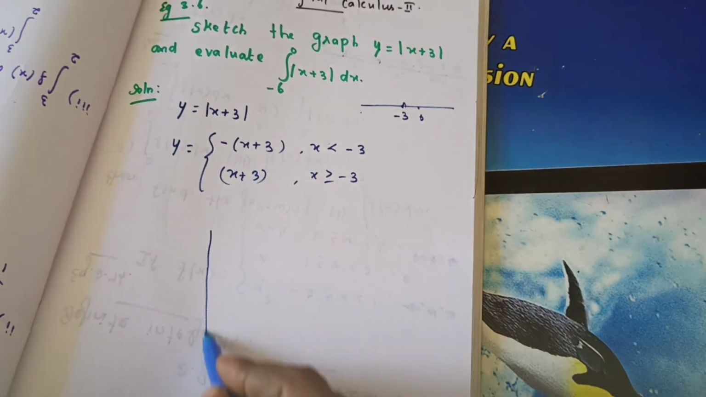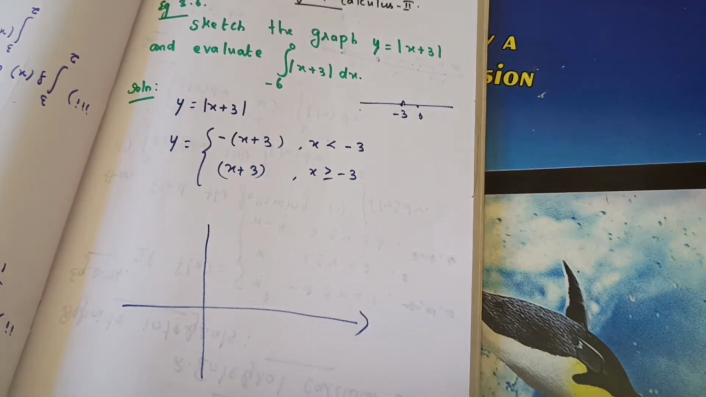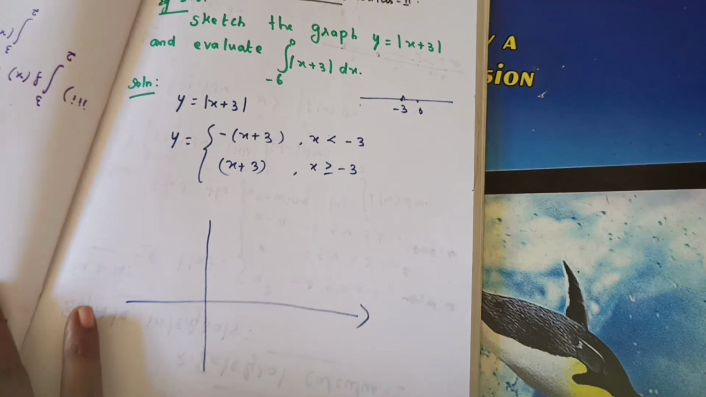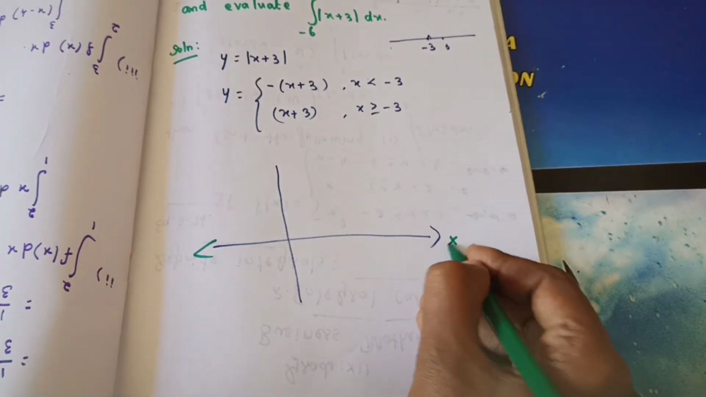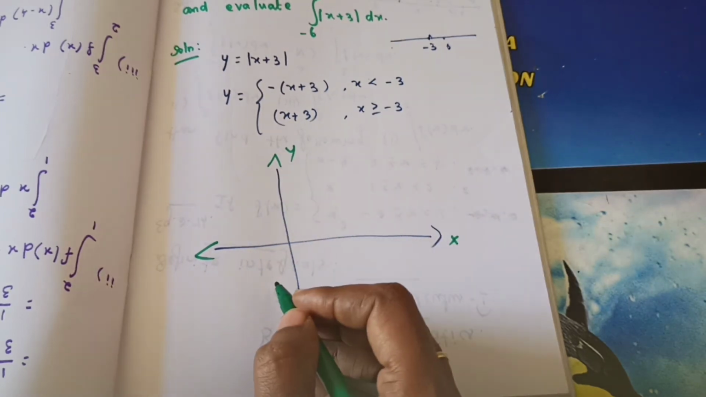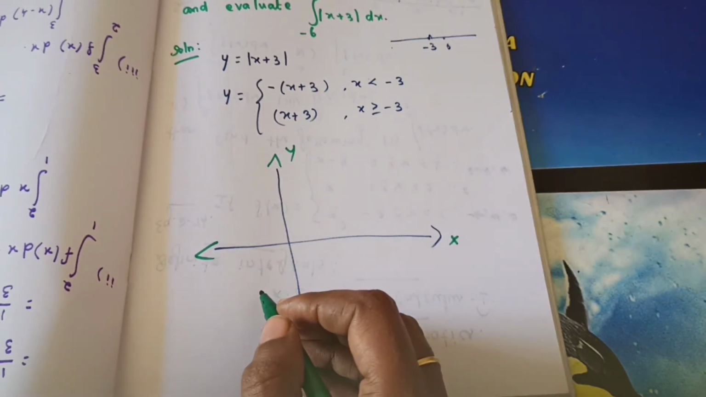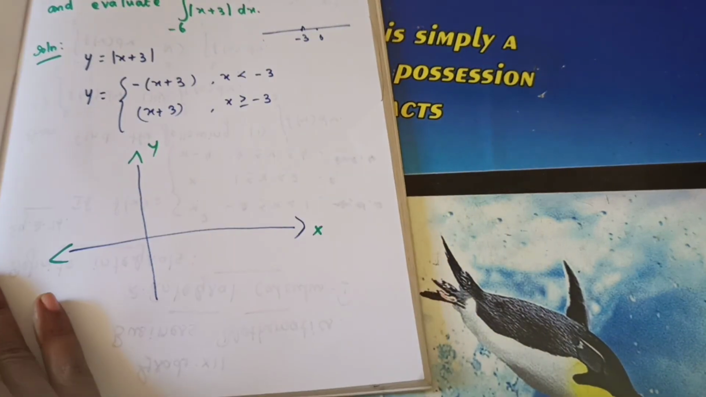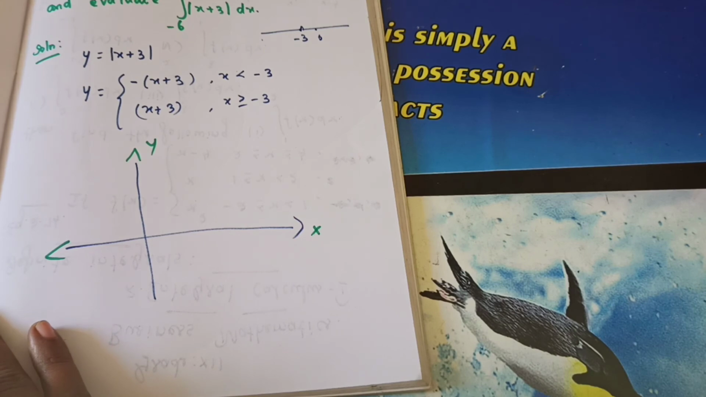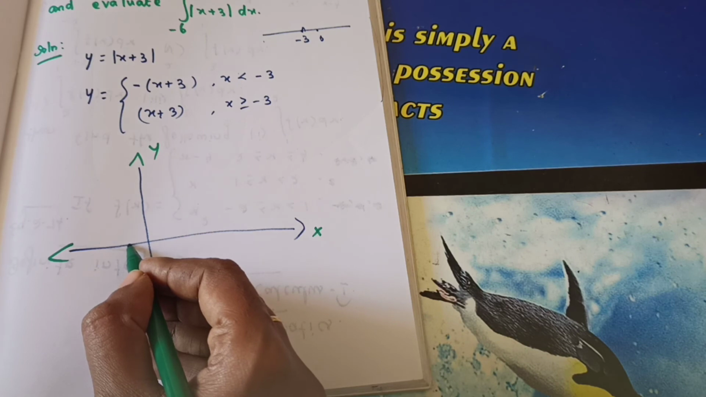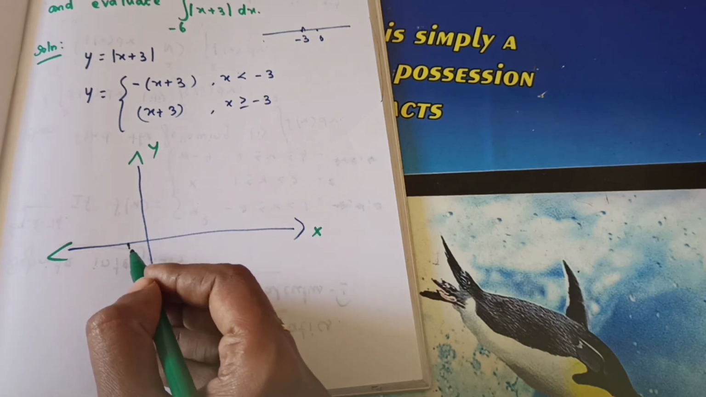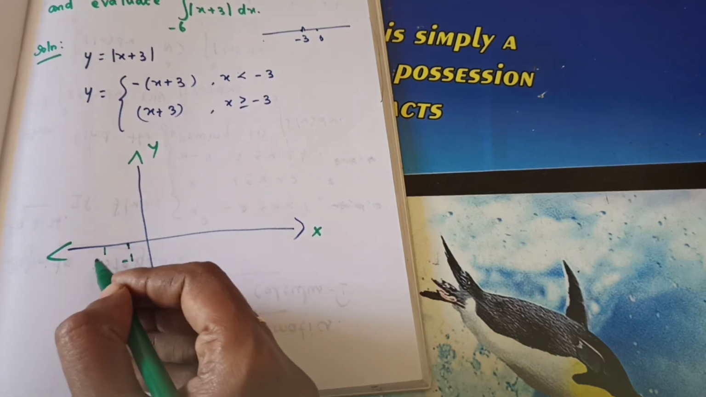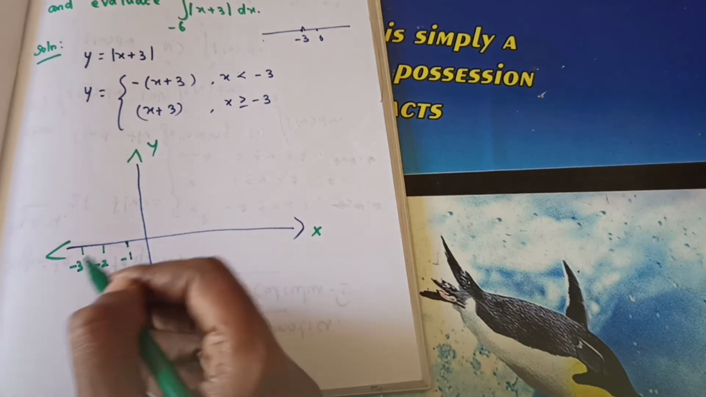So first you draw this, x-axis, this is y-axis. Then mark down the points. For that you can take the points. In 10th standard I think you have learned one question. If you are thorough in that, no problem. Otherwise you need to learn: 1 must be there, minus 1 must be there, minus 2 must be there, minus 3 must be there.